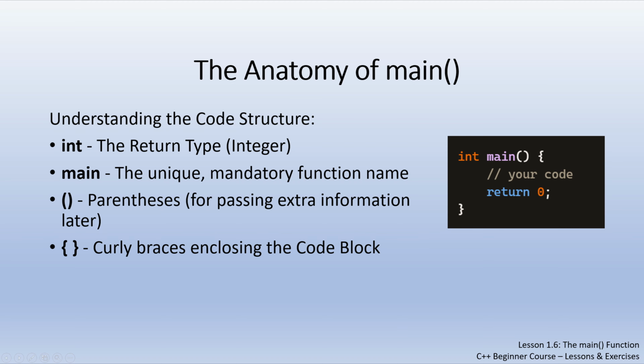Let's break down the exact anatomy of a basic main function so you can read it easily. First, we see the word int, which stands for integer. This is the return type. Next is the word main, which is the explicit name of the function. The empty parentheses mean we aren't passing any extra configurations right now. Finally, the opening and closing curly braces act as a container. Everything you type inside those braces is called the code block, and that is where your program's actions live.